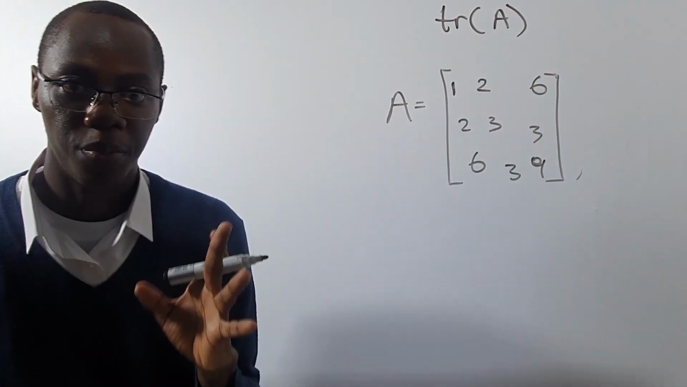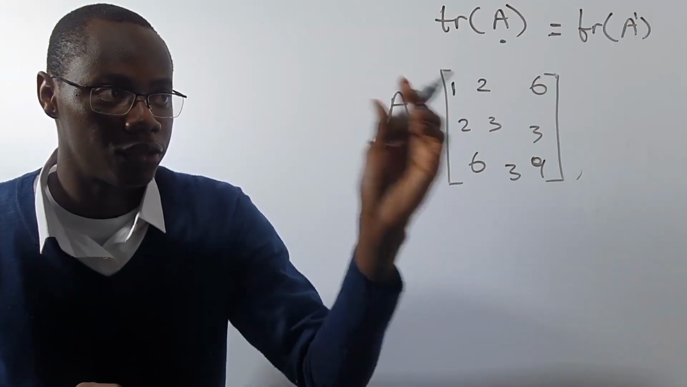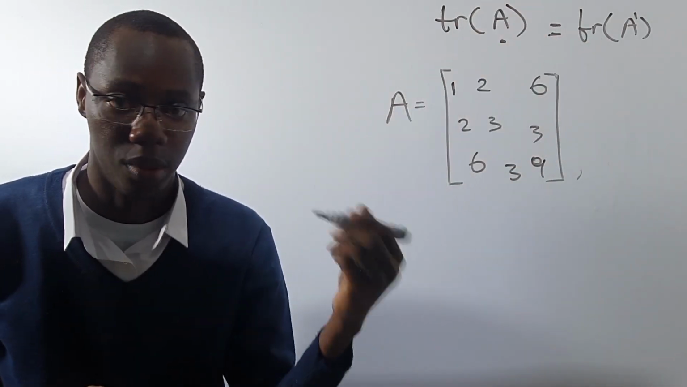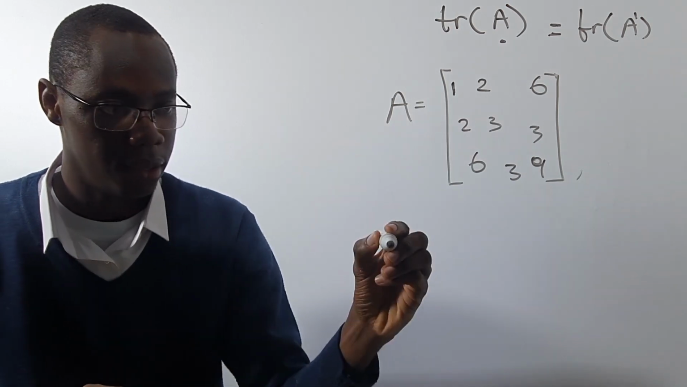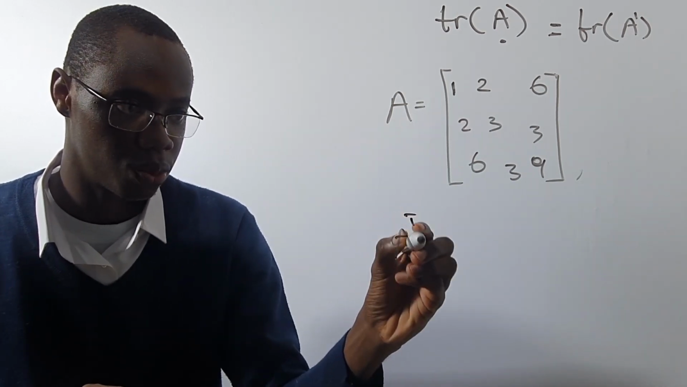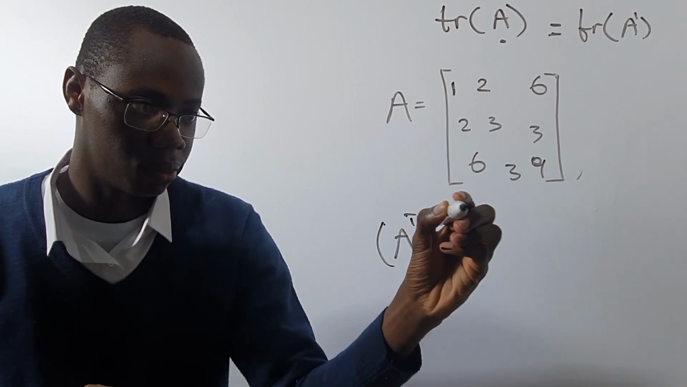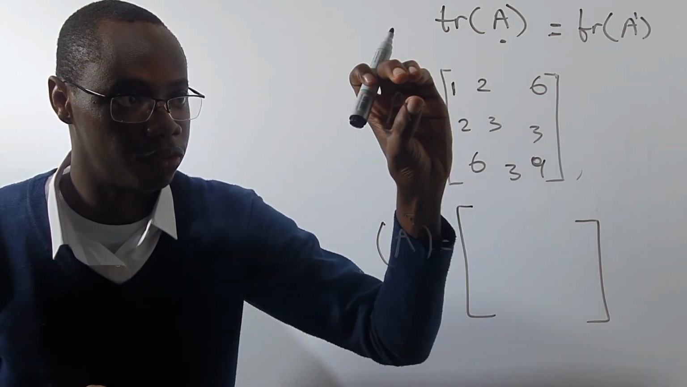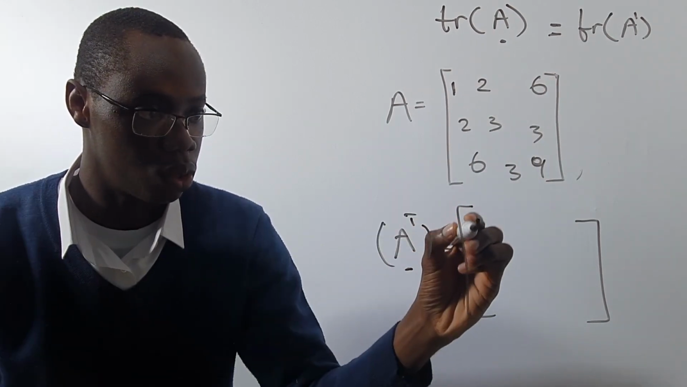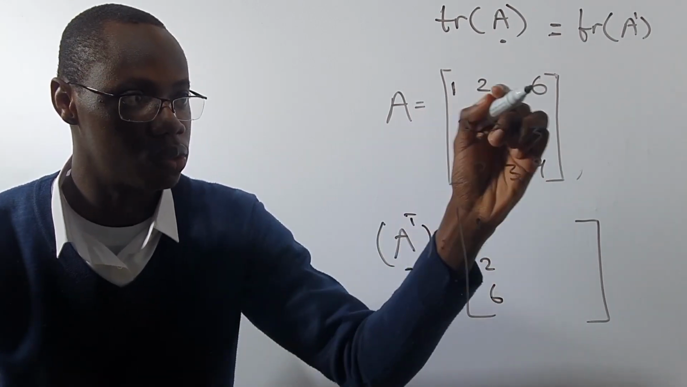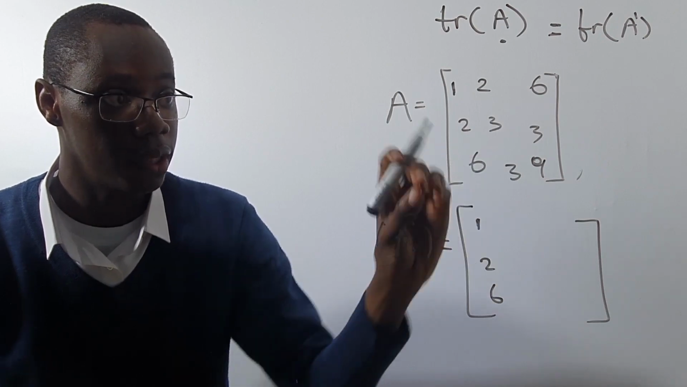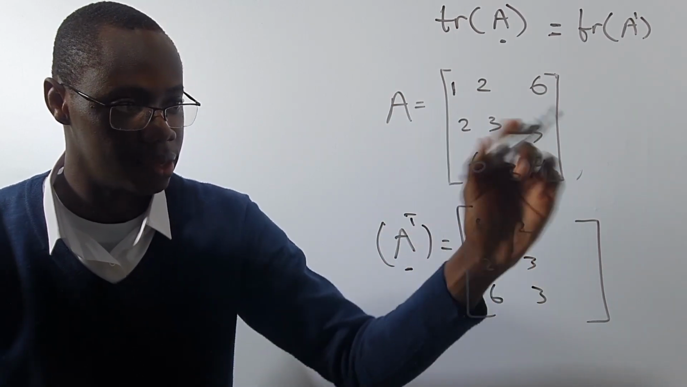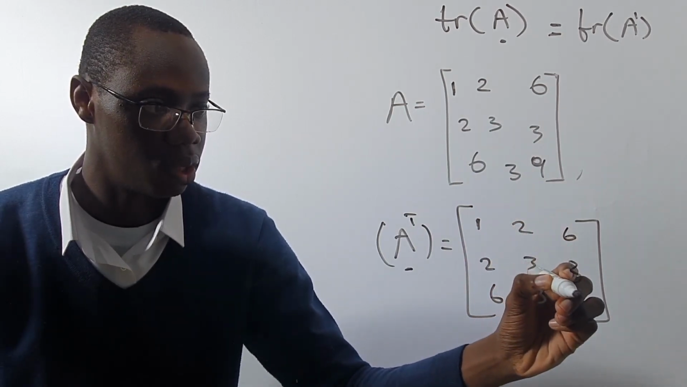One other very important thing that you should know is that the trace of the matrix should be equal to the trace of the transpose of the matrix. So what do I mean? Remember what I said about transpose. Let's transpose A. So A transpose will be equal to, of course, let's turn the row into column. So turn this first row into column. That's 1, 2, 6. Second row into column. That's 2, 3, 3. And lastly, 6, 3, 9.